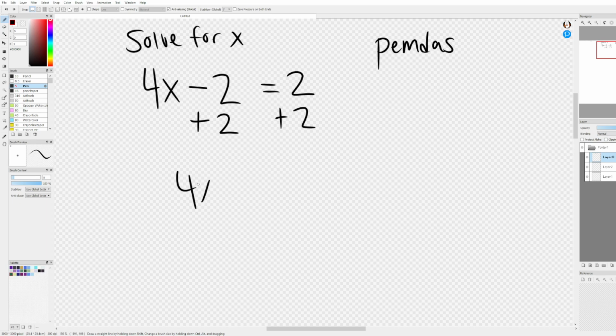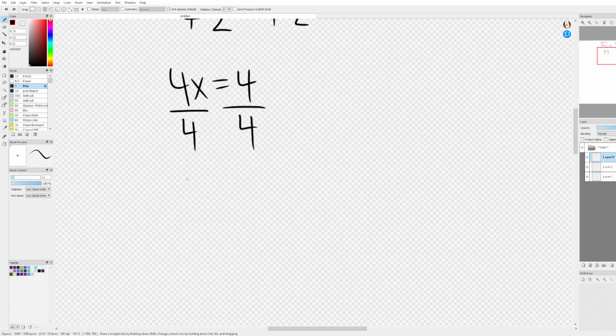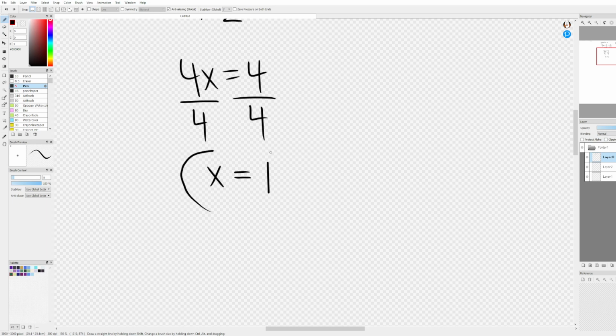So 4x equals 4. This is the same as 4x minus 2 equals 2. It's just a different way of looking at it. And then from here, we want to divide 4x by 4 on both sides to get x by itself. This will turn it into 1x, or just x. We don't need that 1. 1 times anything is whatever that anything was. And then x is equal to 1, because 4 divided by 4 equals 1. So it'll sometimes ask you to solve for x, and that's a way to do it.